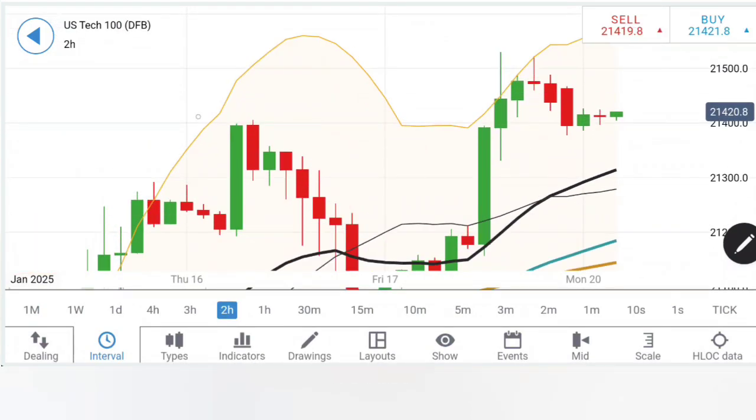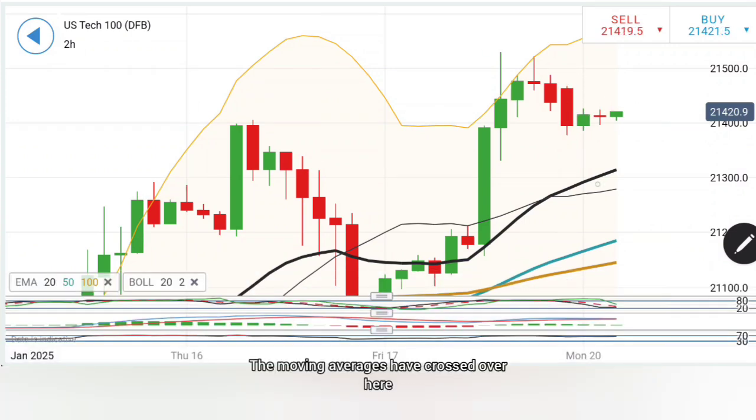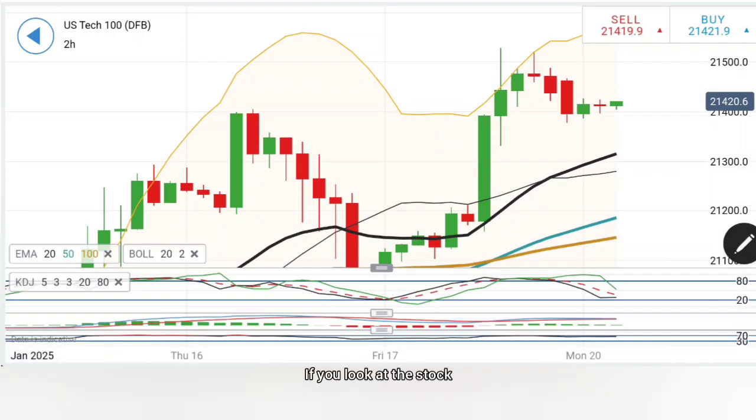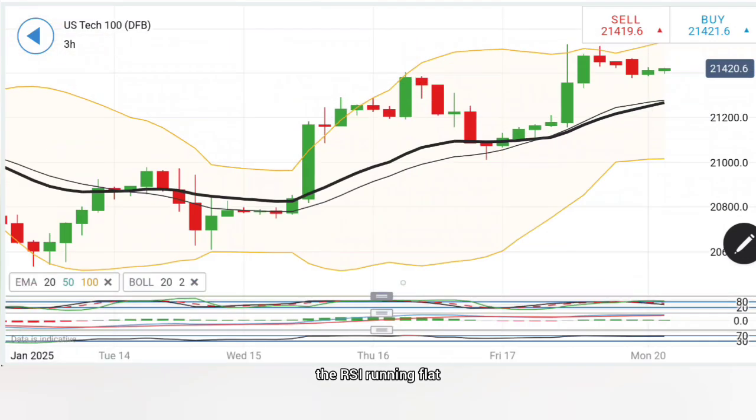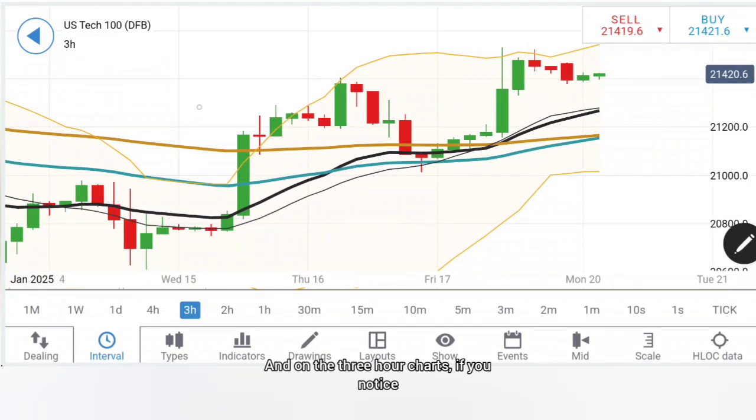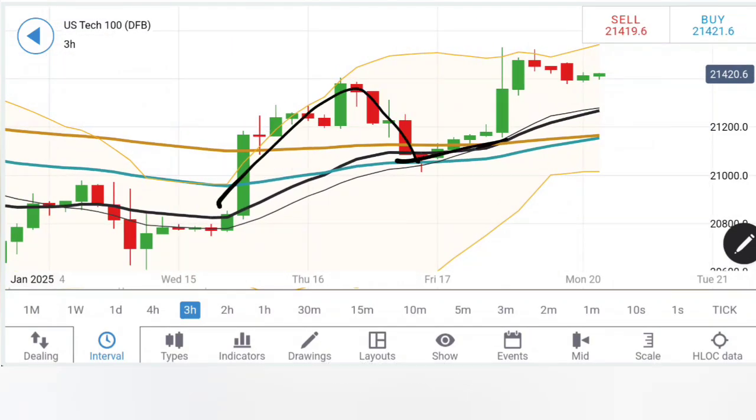On the 2-hour chart, similar observation here. After the drop, trying to bounce back, trying to rise here. The moving averages have crossed over here. These are trading with divergence and bullishness. If you look at the stock, I think this has dropped. The MACD trying to cross over for sell. The RSI running flat. And on the 3-hour charts, if you notice, see, after this rise, what has happened?